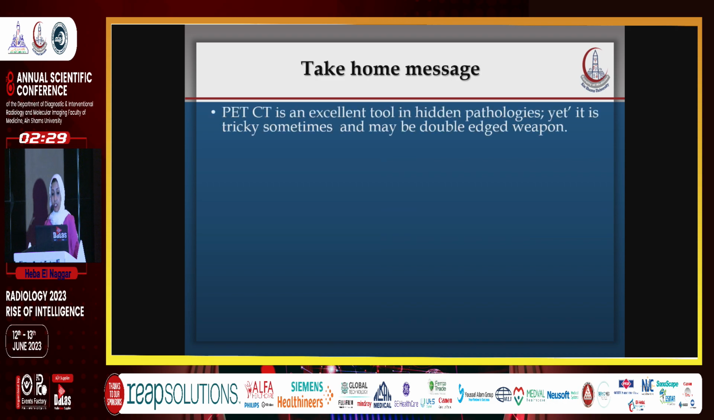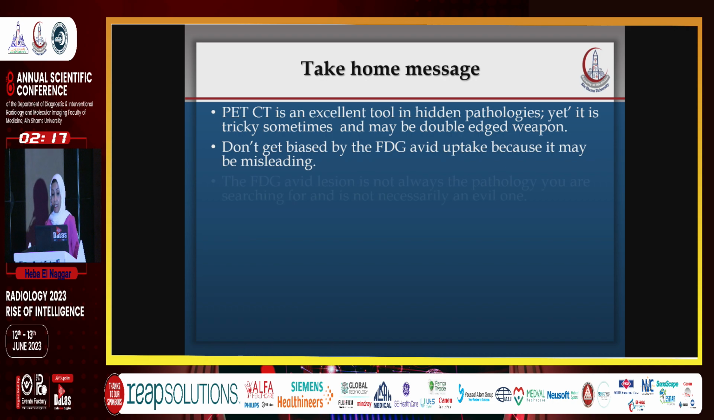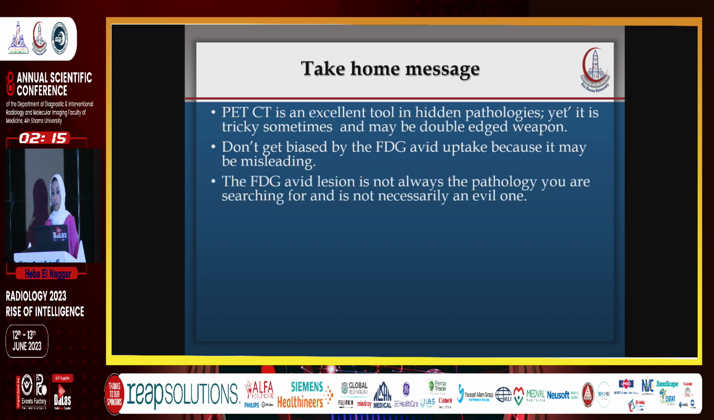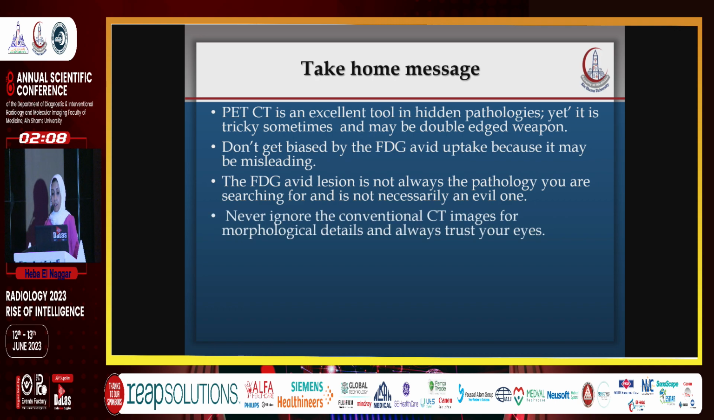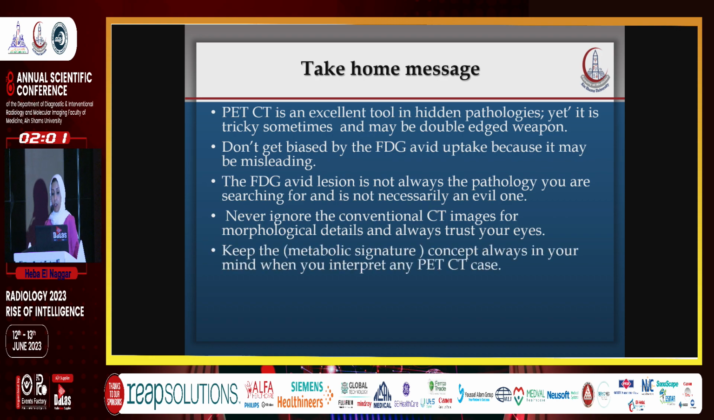My take-home message is PET-CT is an excellent tool in hidden pathologies, yet it's tricky sometimes and may be a double-edged weapon. Don't get biased by the FDG uptake because it may be misleading. The FDG avid lesion is not always the pathology you are searching for and not necessarily an evil one. Never ignore the conventional CT images for morphological details and always trust what you see with your eyes. And keep the metabolic signature concept always in your mind when you interpret any PET-CT case.